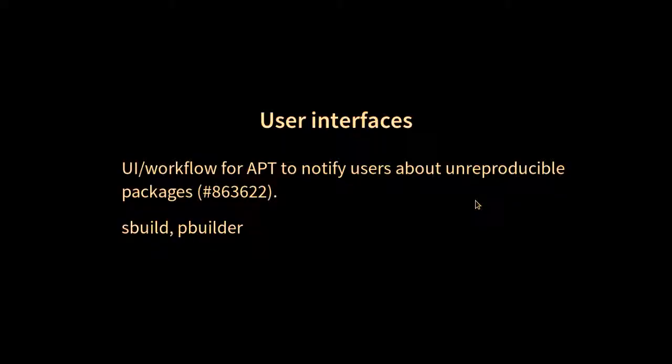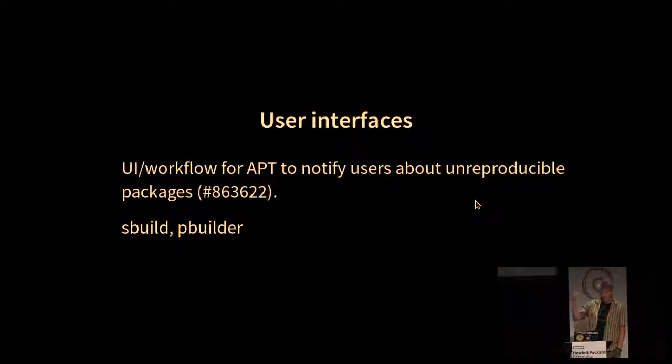Yeah, and the other thing we need to work on is really user interfaces. There's a bug for apt with a patch which you can try out today and add to your apt, so that apt will warn you if you install a package which is unreproducible. We also need to fix sbuild and pbuilder, so that you can rebuild packages in that way. And we need to distribute the build info files. This is all work that still needs to be done.